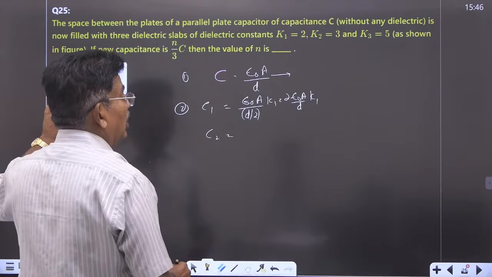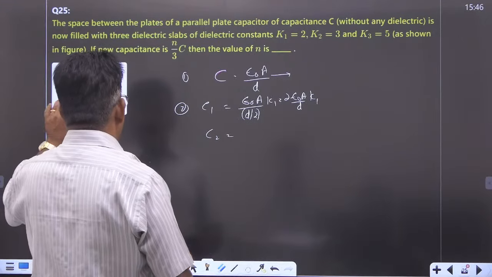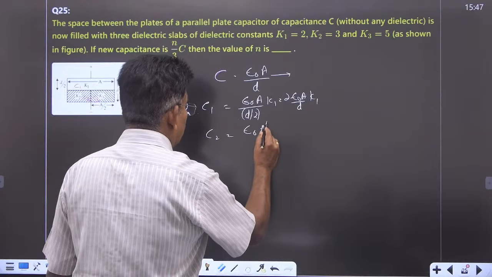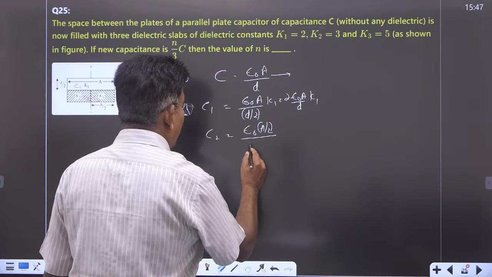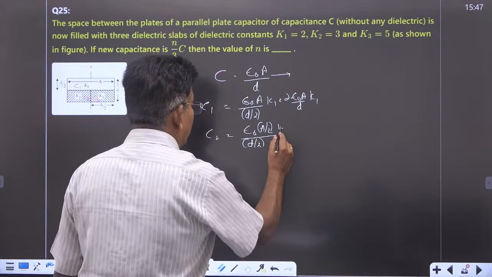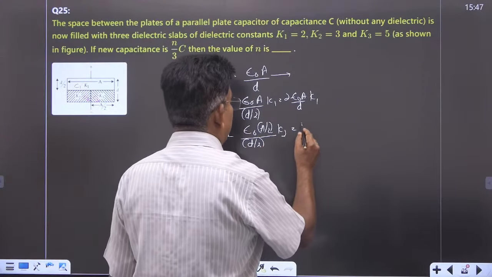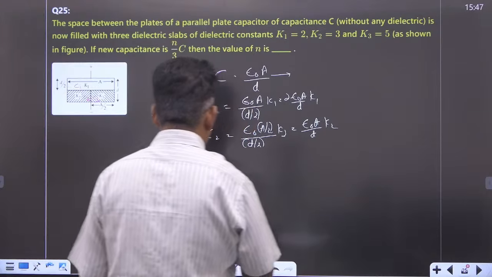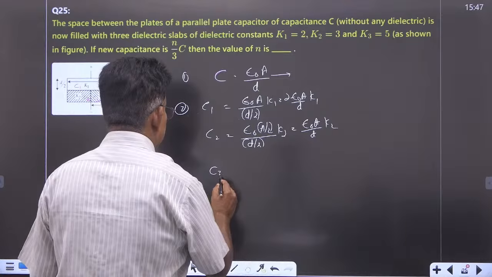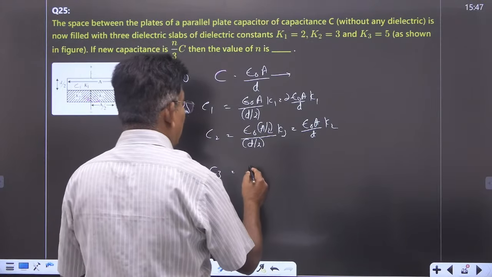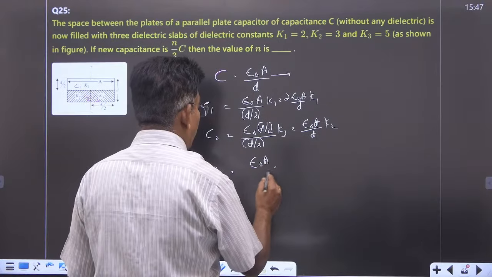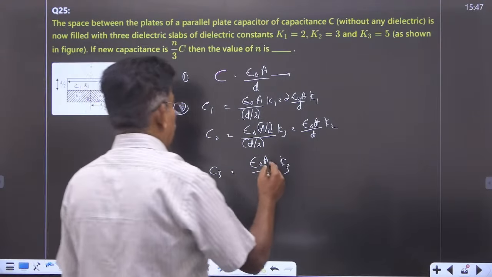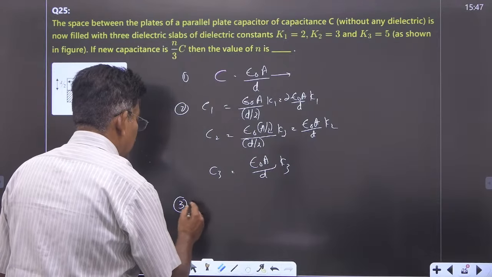Now come to C2. C2, separation D by 2, area A by 2, dielectric K2. So it will be epsilon 0 A by 2 divided by separation D by 2, into K2. The 2 gets cancelled, and we find epsilon 0 A by D into K2. Now C3 will be similar. I can directly write epsilon 0 A by D into K3. Okay. Point number 2 done. Point number 3.